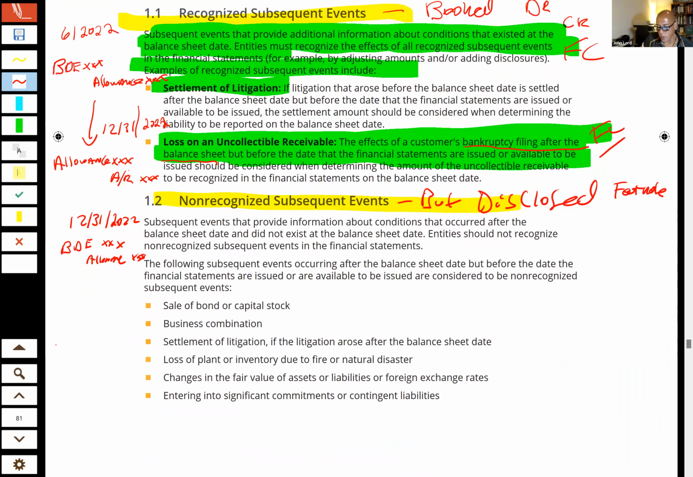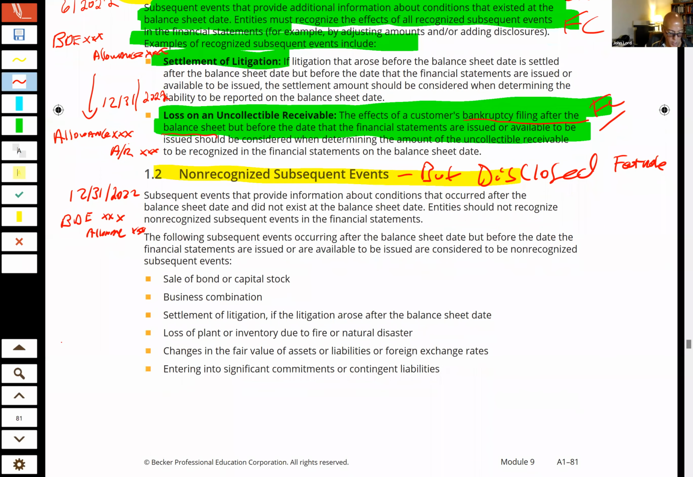Now you come over, and it's non-recognized subsequent events: subsequent events that provide information about conditions that occurred after the balance sheet date and did not exist on the balance sheet date. For example, a good example is loss of a plant or inventory by fire or natural disaster.